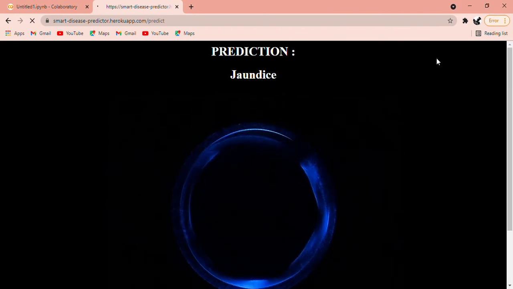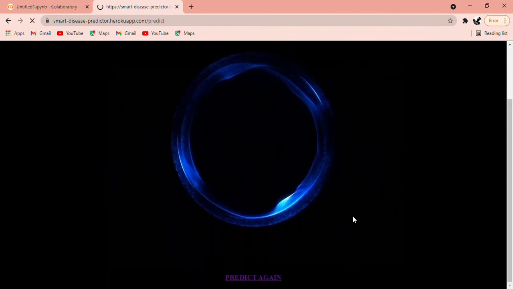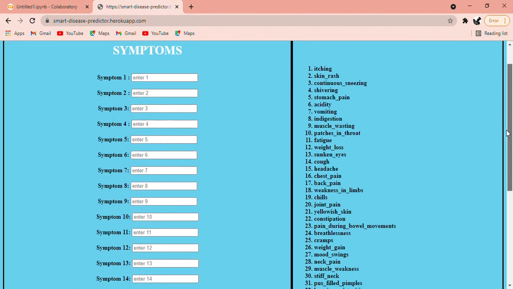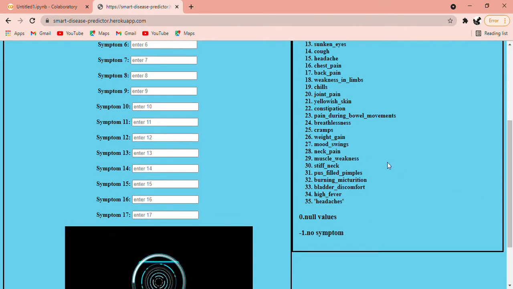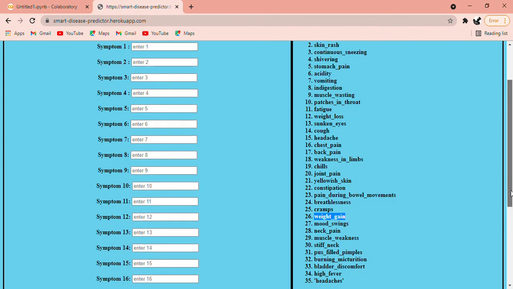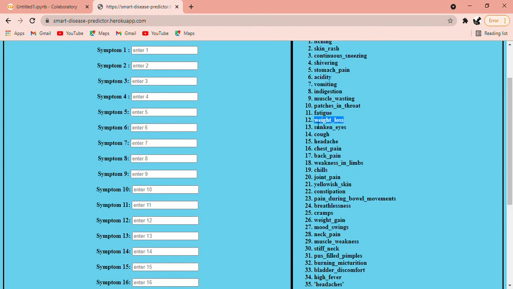We have jaundice. Okay, so it's not always the case that a patient comes with all the symptoms, or some of these symptoms actually contradict each other. We have weight gain, and then we also have weight loss. Those kinds of symptoms contradict each other, and there's no way you can suffer from weight loss and weight gain at the same time.